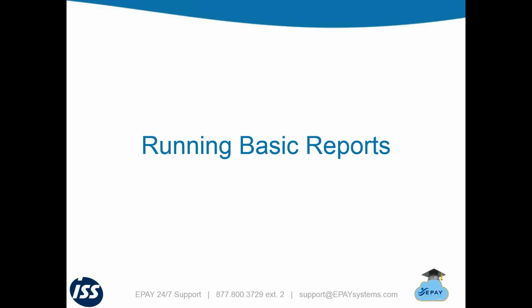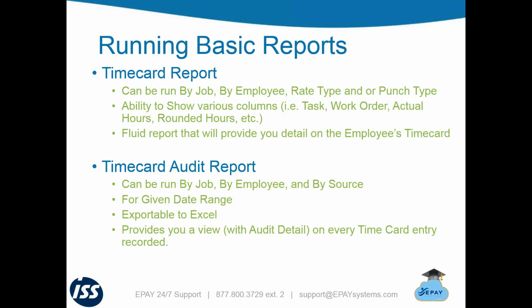Right now, the two basic ones to get started are a time card report and a time card audit report. The time card report can be run by job, employee, rate type, or punch type. It shows various columns, and it becomes very fluid to go in there and check which fields you want to see on the report. So you don't have to take it at face value. You can say, I want this column, this column, and this column, but not these three columns. I'll show you that here in a little bit.